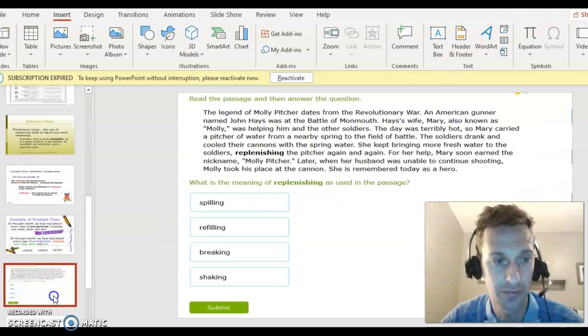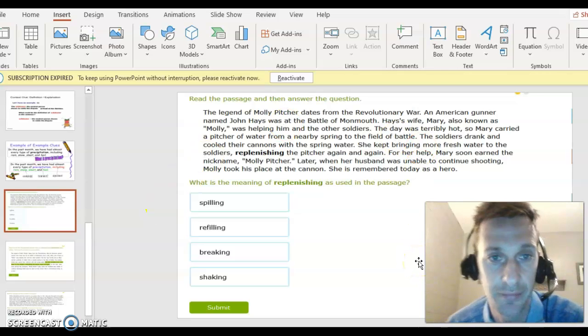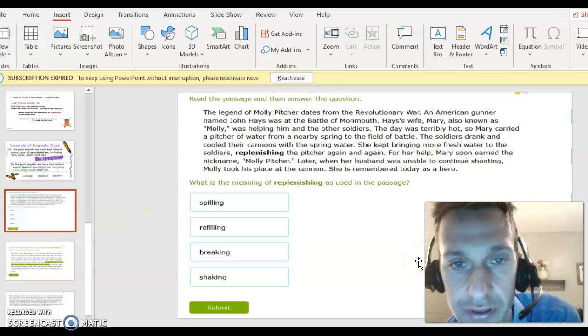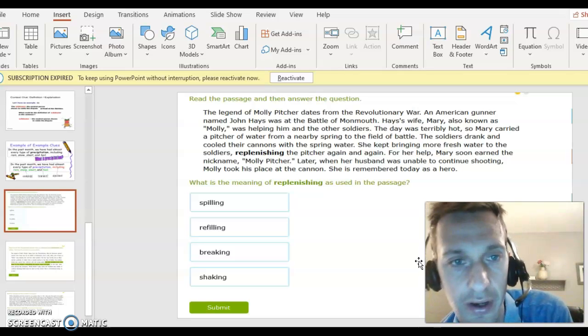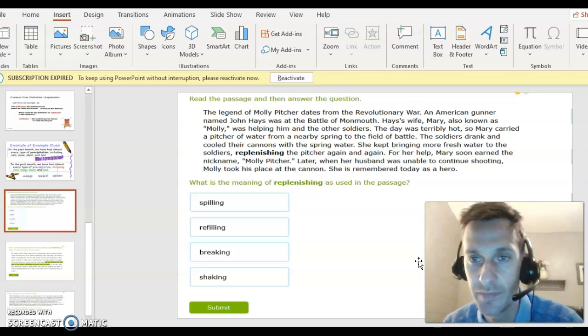So I want to look through these real quick. All right, let's go to IXL. Let me read this passage, and I'm going to go through it quick. The legend of Molly Pitcher dates from the Revolutionary War. An American gunner named John Hayes was at the Battle of Monmouth. Hayes' wife, Mary, also known as Molly, was helping him and the other soldiers.